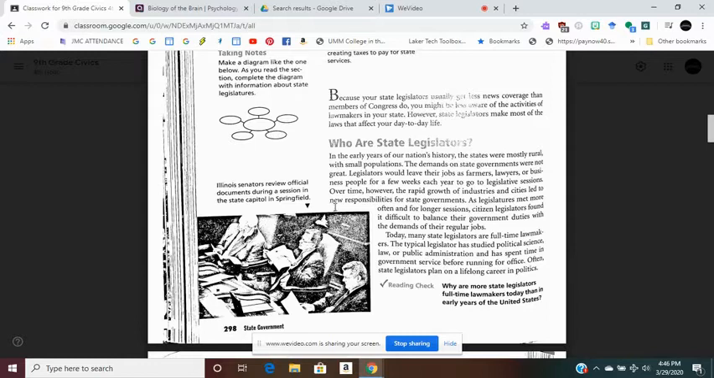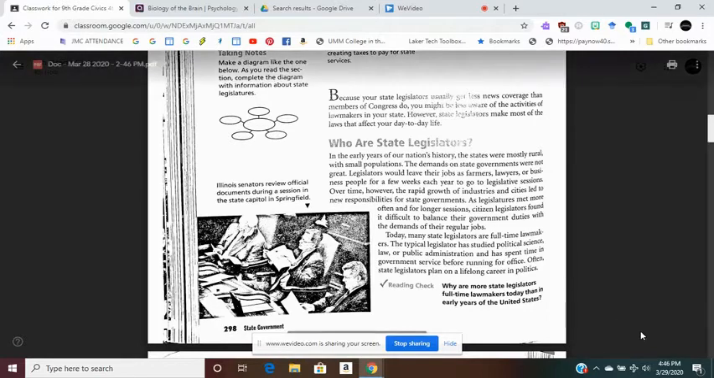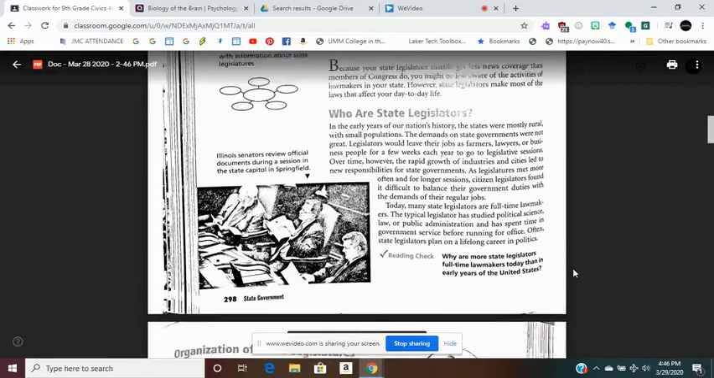As legislatures met more often and for long sessions, citizen legislators found it difficult to balance their government duties with the demands of their regular jobs. Today, many state legislators are full-time lawmakers. The typical legislator has studied political science, law, or public administration, and has spent time in government service before running for office. Often, state legislators plan on a lifelong career in politics.